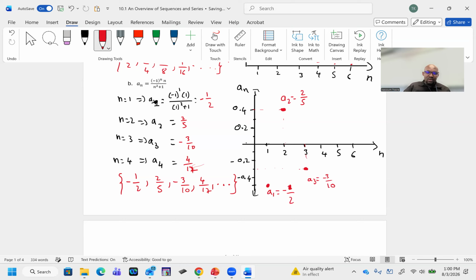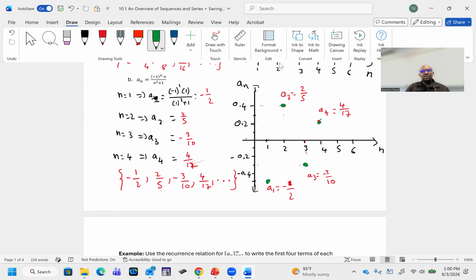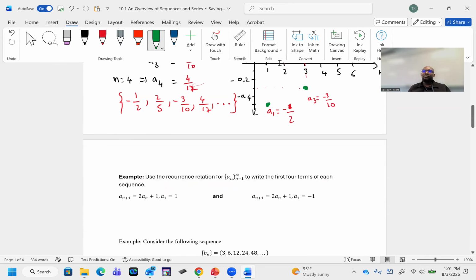Then finally, A4 is 4 divided by 17, which is 0.23. And that's it. I can change the color so you can see well if you want. So this is my A2, A1, A3, and then A4. So let's move to the next example that we have.